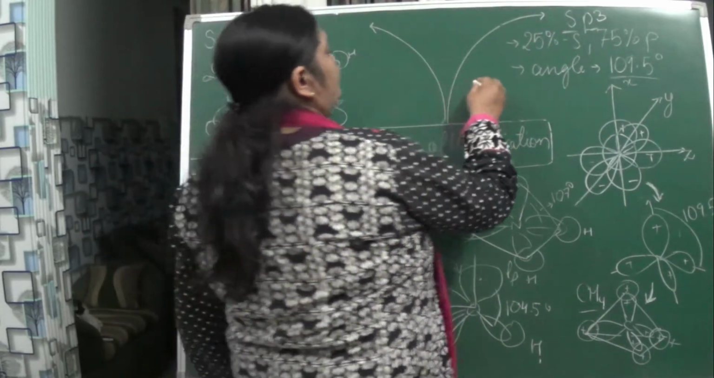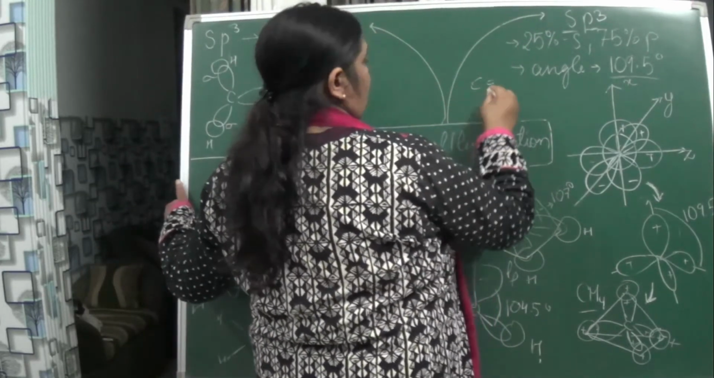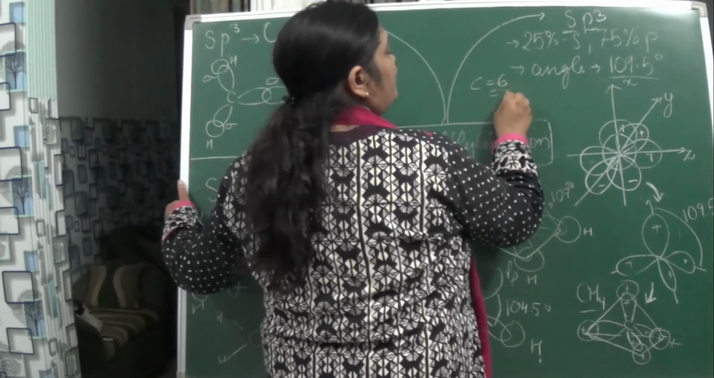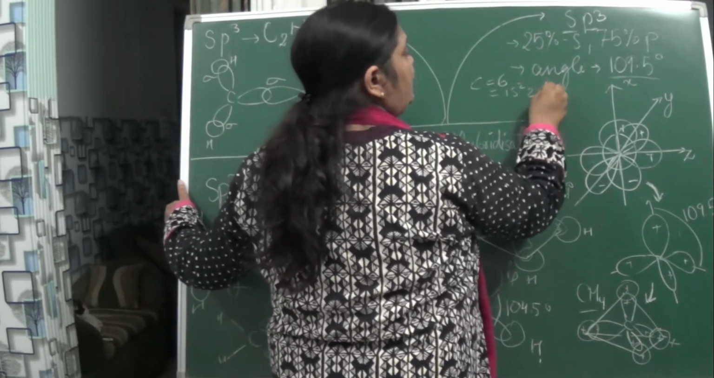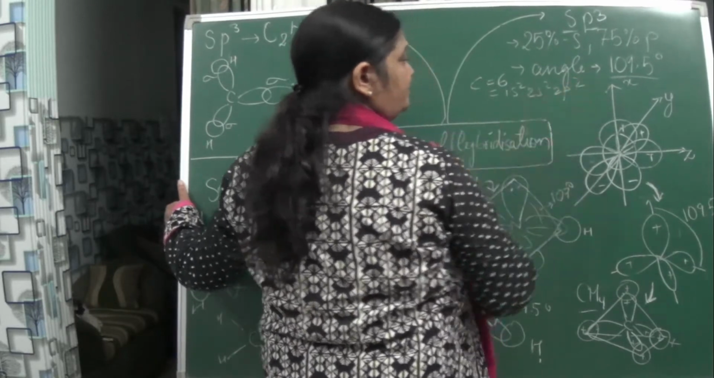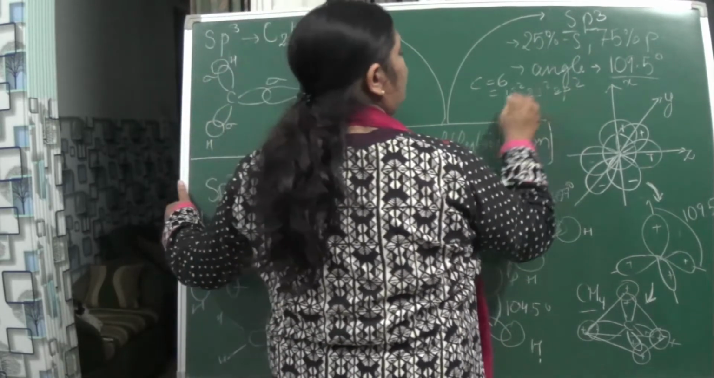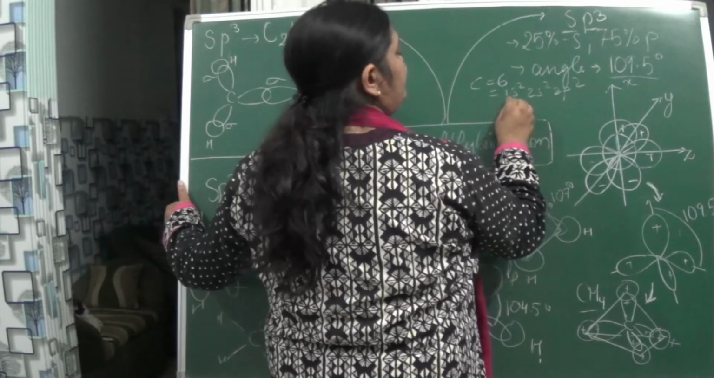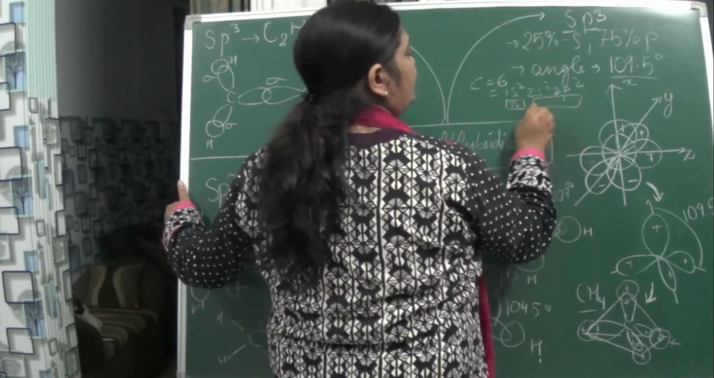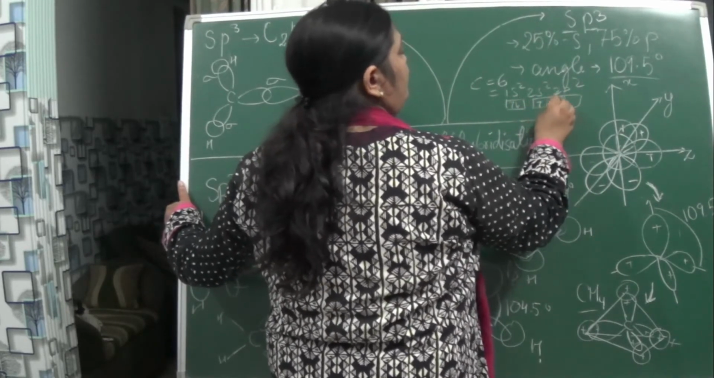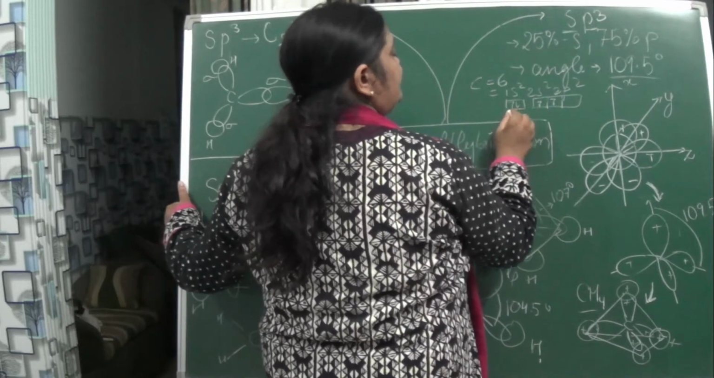So carbon, you will see, has how many electrons? 6, isn't it? So it becomes 1s2, 2s2 and 2p2, isn't it? Now what happens? This is in the ground state, isn't it? In the ground state, take the valence electrons. But what happens in the excited state?